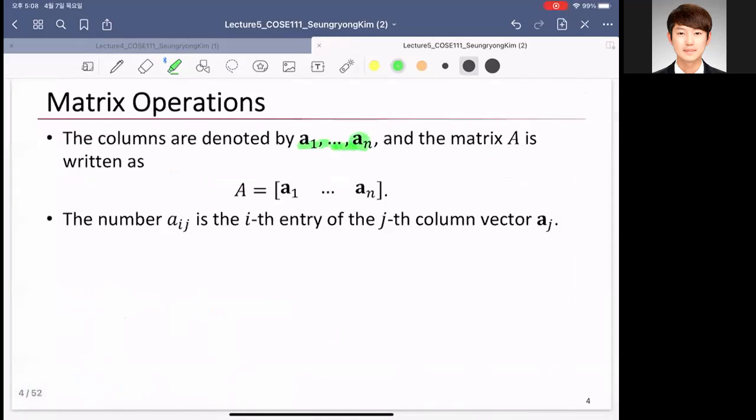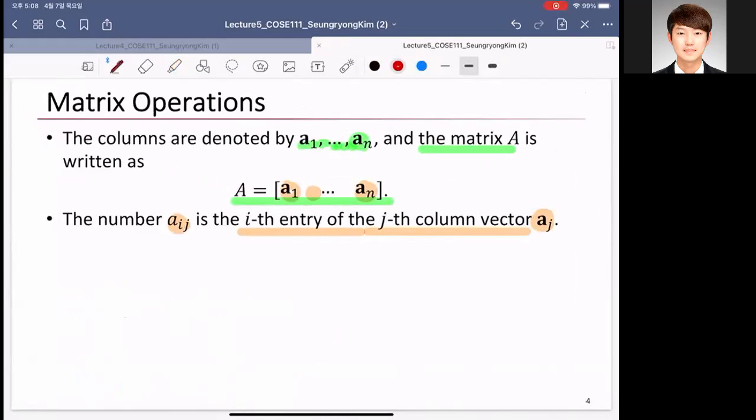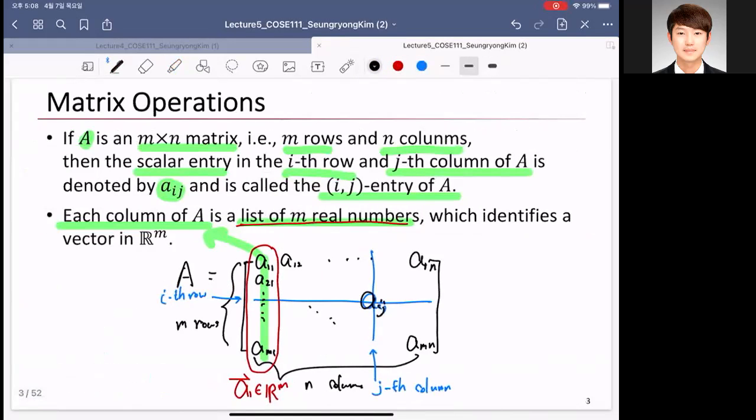It is an m by n matrix, right? So the matrix A is written as [a1, a2, ..., an]. The number a_ij is the ith entry of the jth column vector aj, because this is aj, right? This is just a definition.